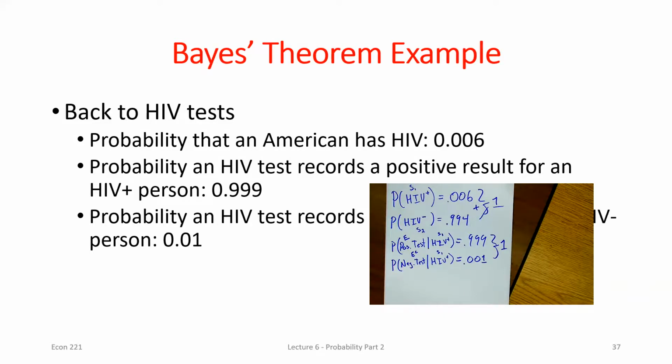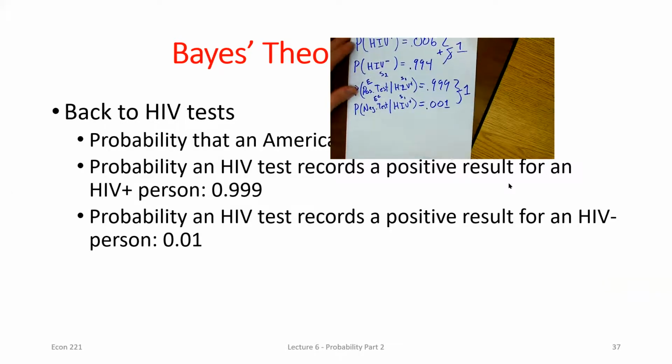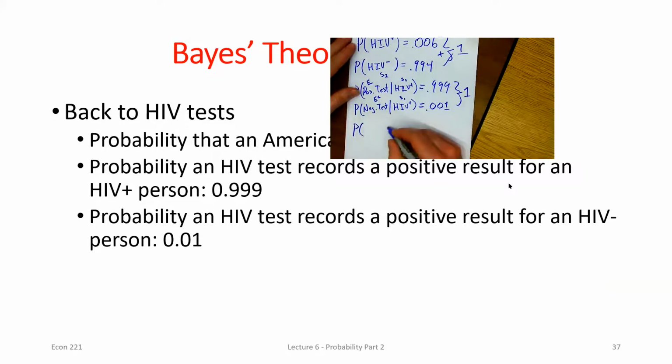And then the last thing I'm given is the probability that we see a positive test result for a person who's HIV negative is 0.01. So now what we're saying there is, given that someone is HIV negative, this is our S2, right? The probability that we see a positive test result is 0.01, or think about it, these are like our false positives.